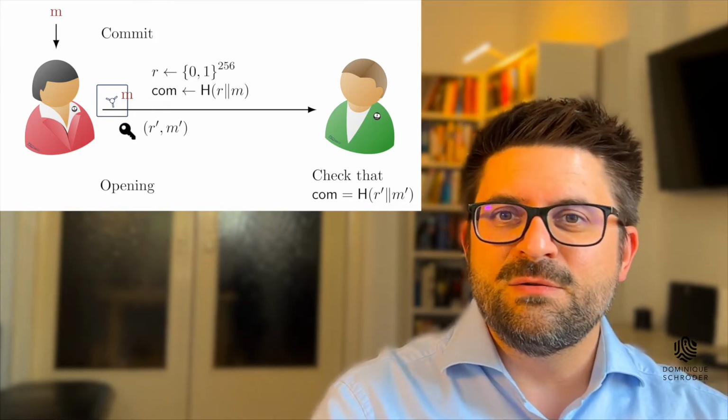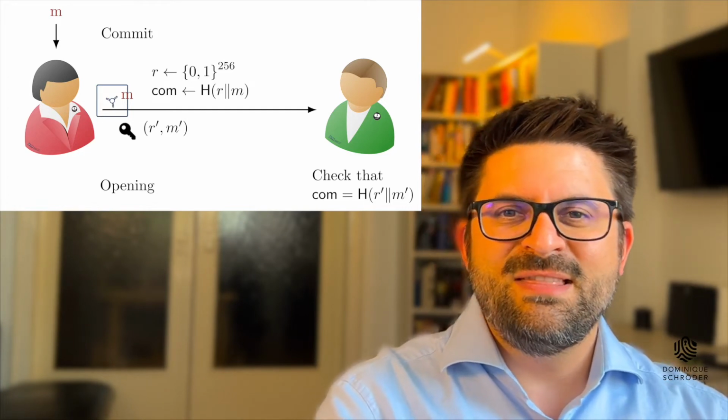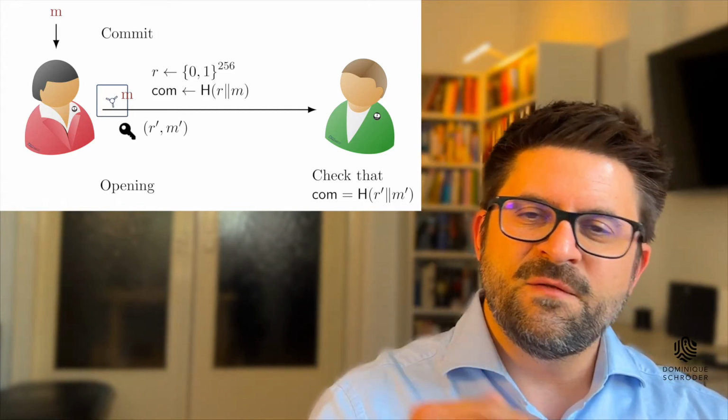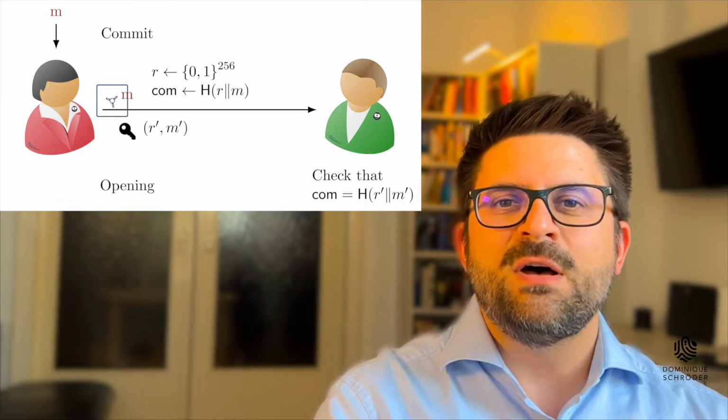Intuitively, we will consider two different stages. The first one is the commit stage, and this is the point when Alice needs to fix her opinion or essentially fix her message. So how is this done?